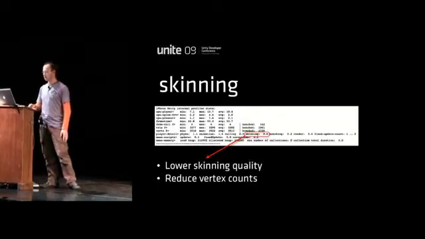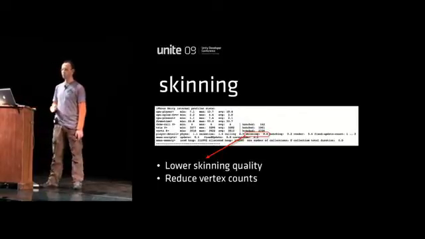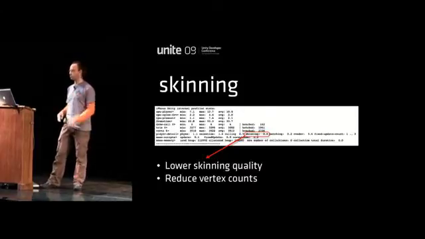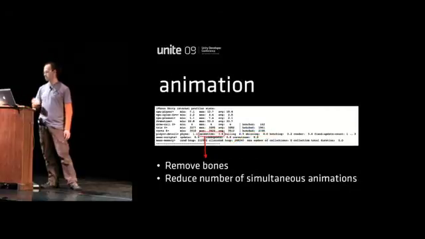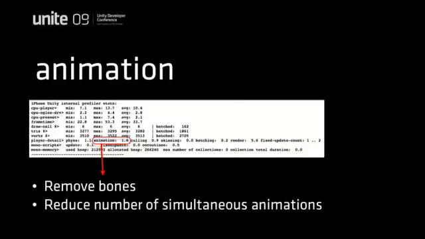Skinning. If the skinning is high, then you should lower the skinning quality, going from 2 bones to 1 bone, and reduce the vertex counts on your skinned meshes. It's easy. Animation. Well, that means removing bones, removing objects which are animated. If you have lots of animations running simultaneously, then you should optimize that. Just remove them.